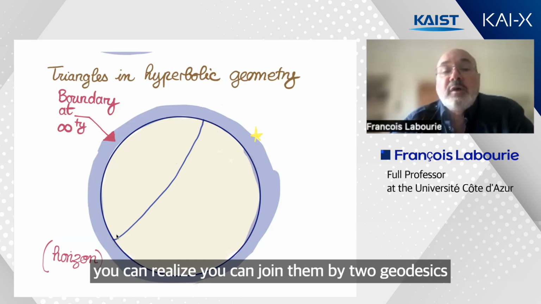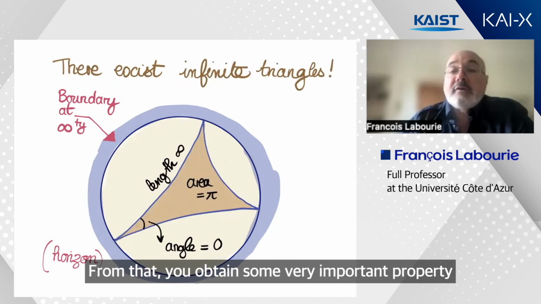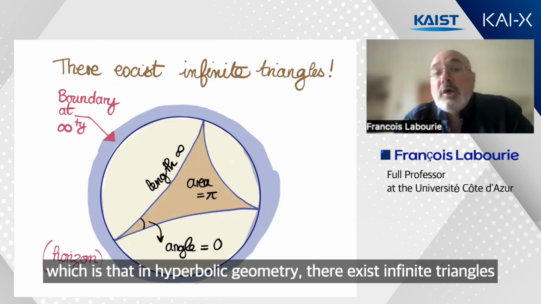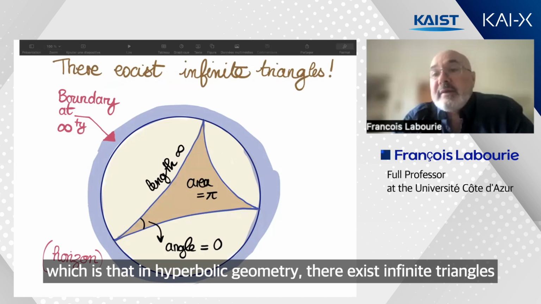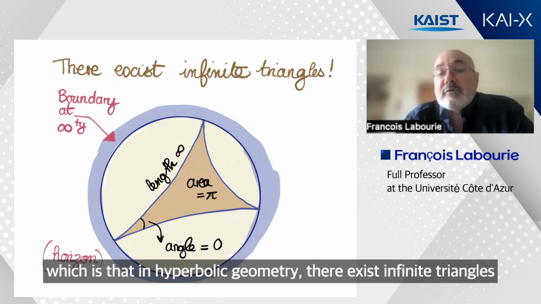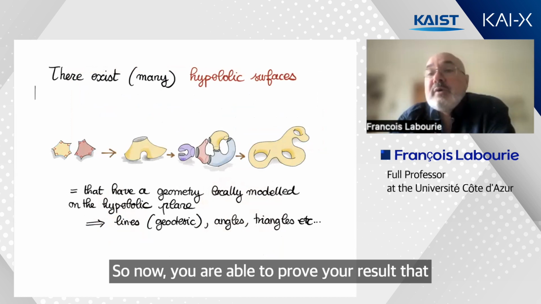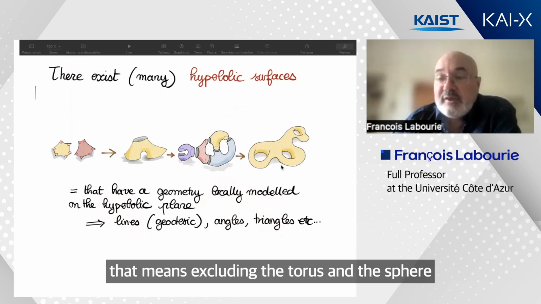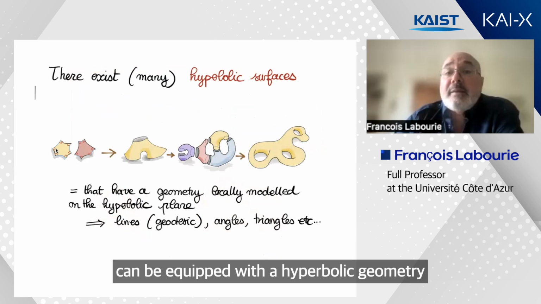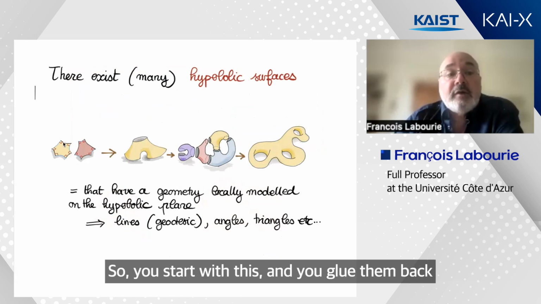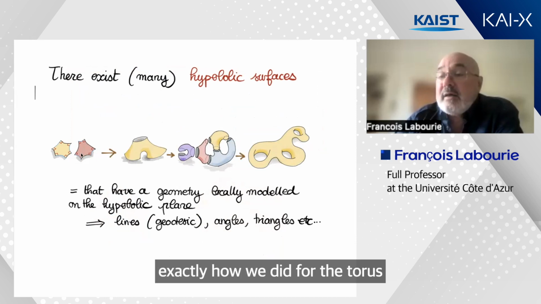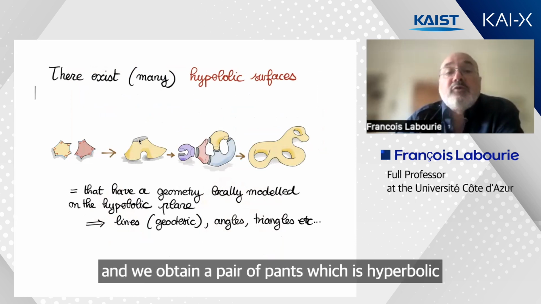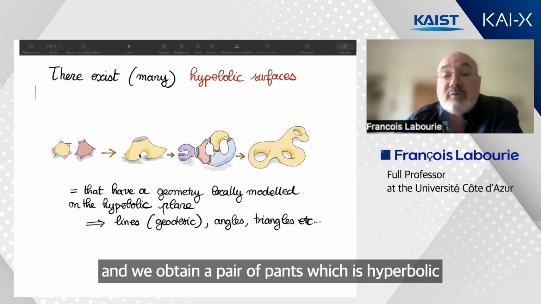them by a geodesic. From that, you obtain a very important property, which is that in hyperbolic geometry there exist infinite triangles. So now you are able to prove your result that any of the surfaces built out of pairs of pants, that means excluding the torus and the sphere, can be equipped with a hyperbolic geometry. So you start with this right-angled hexagon, you glue them back exactly how we did for the torus, and we obtain a pair of pants, which is hyperbolic.